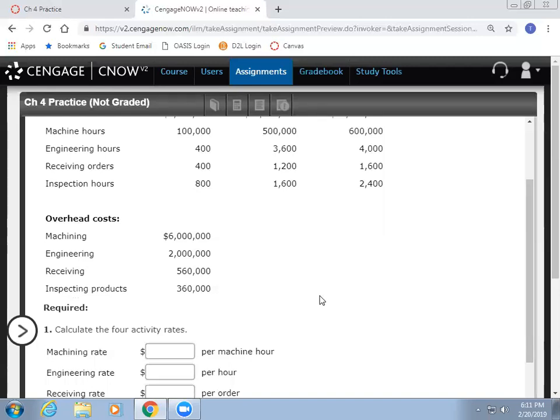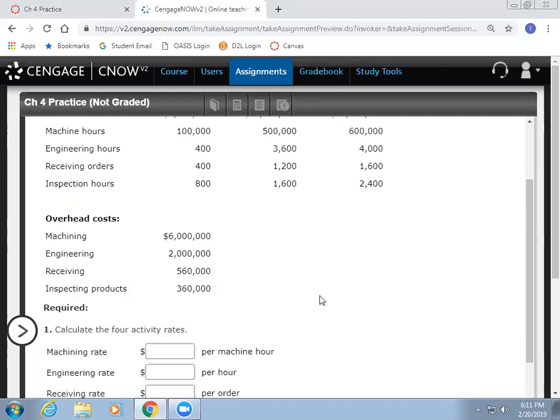So the first thing is pretty easy. It just wants us to calculate the activity rates. So all you're doing here is taking your total overhead cost for like machining and dividing it by your total activity of machine hours. So you're taking the activity divided by the activity driver. Okay. So we're just getting a cost per driver.